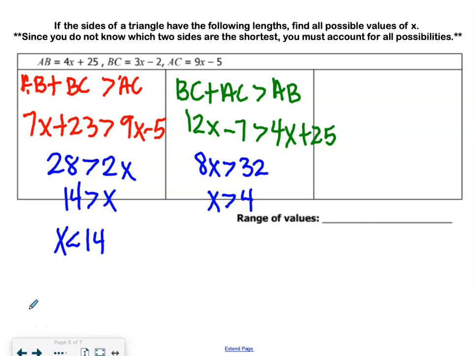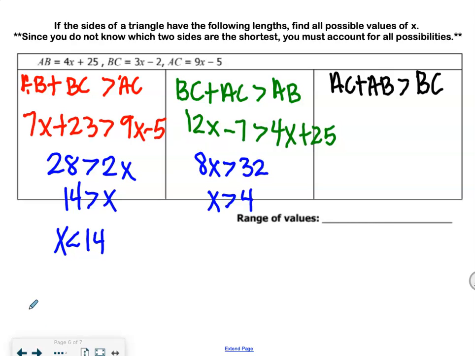One more. So now we have AC plus AB is greater than BC. Okay, 9x and 4x is how many x's? Wait, AC plus AB equals AC. Oh, you're right, I messed up. It should be BC. AC plus AB is greater than BC. There we go. I was wrong.